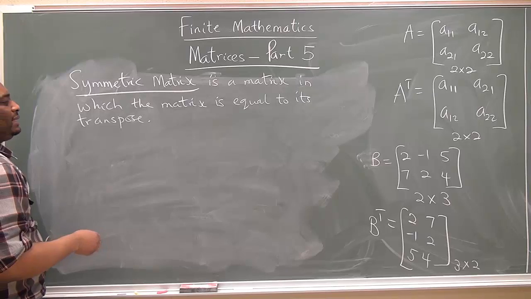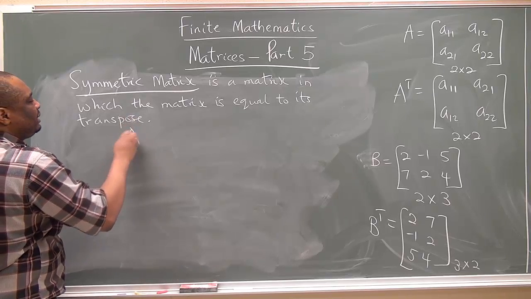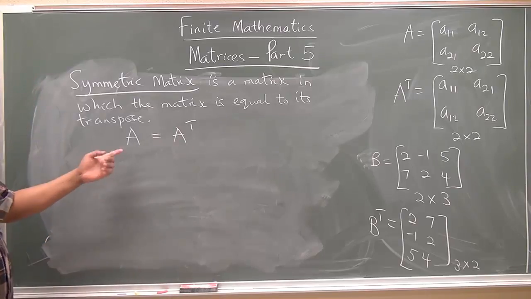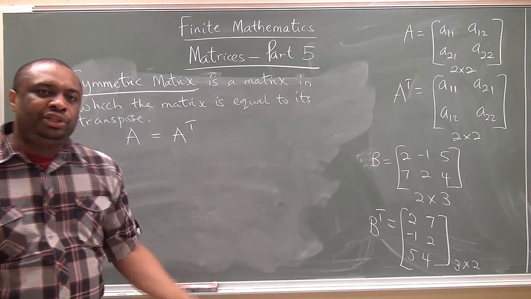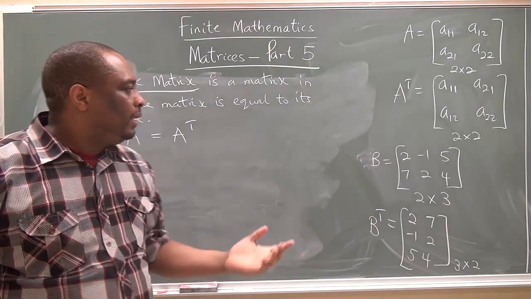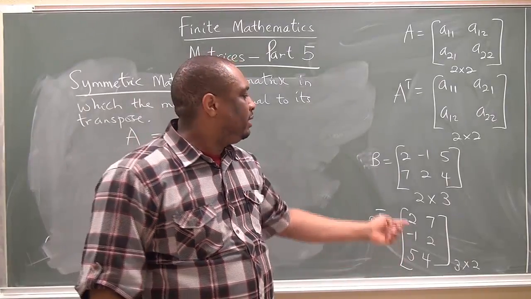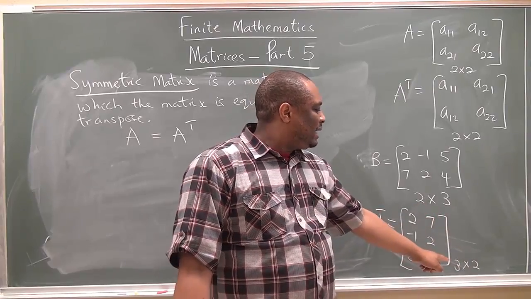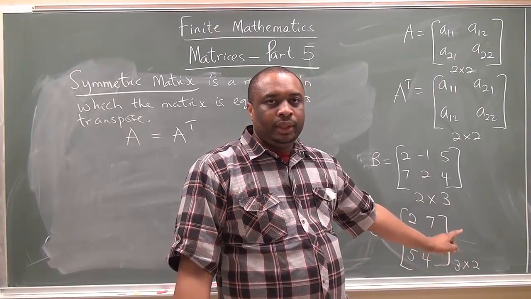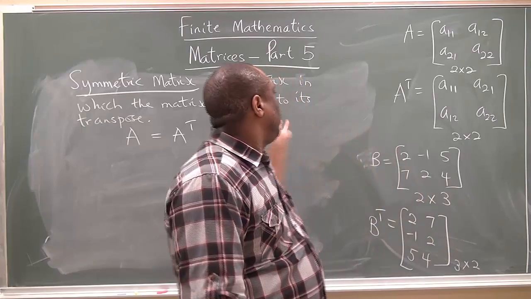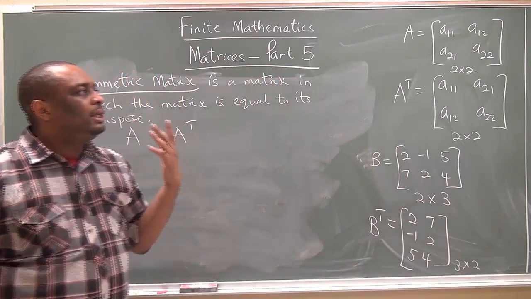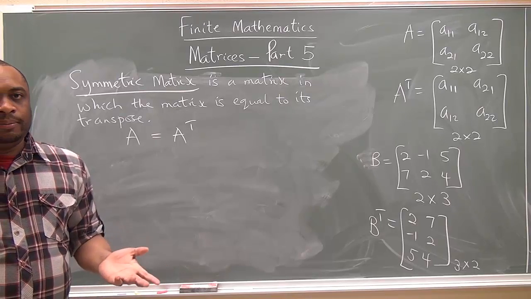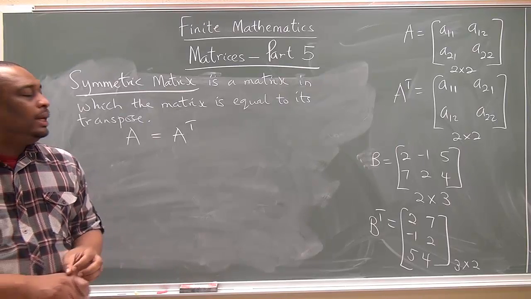So what I mean is this, that matrix A will be equal to A transpose. Now, before this condition can be satisfied, it must be a square matrix, because if it is not a square matrix, then it can't be equal to that. So for this to work, the symmetric matrix should be a square matrix.